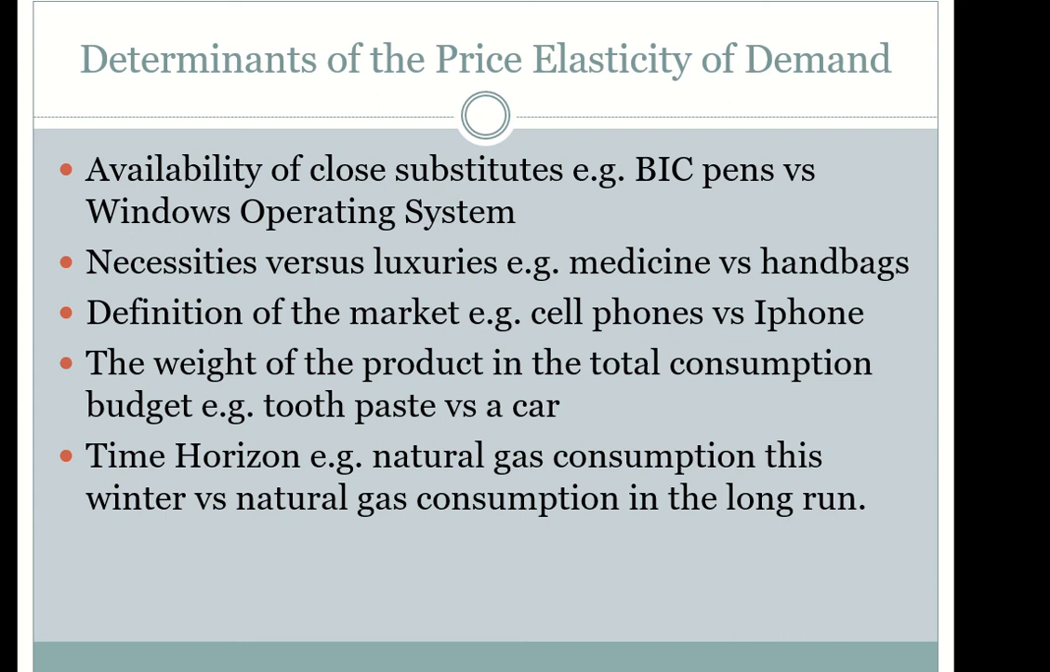The next one is the weight of the product in the total consumption budget. For example, toothpaste versus a car. So if the price of toothpaste goes up by 50%, it's outrageous. How much does a toothpaste go for these days? Obviously, it depends on the brand, right? But on average, $3 or $4, for example. So if the price of toothpaste goes up by 50%, we are not happy.